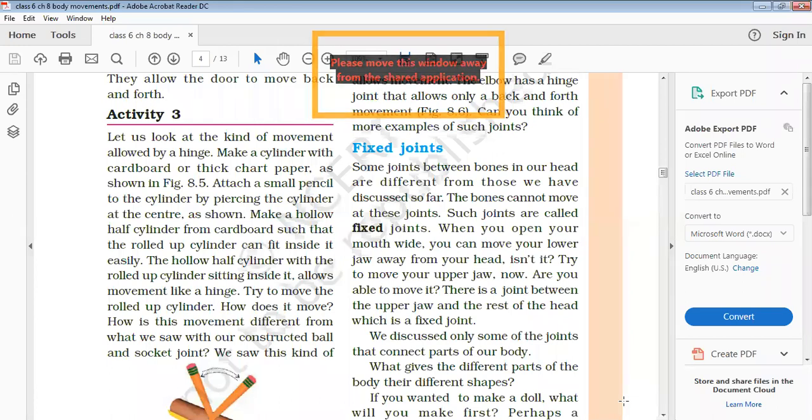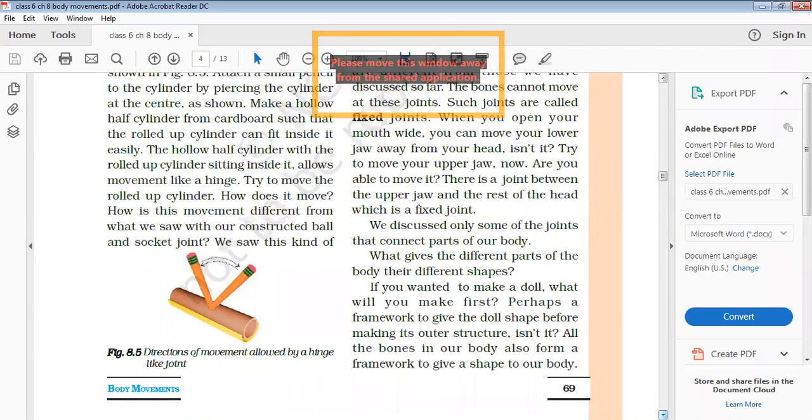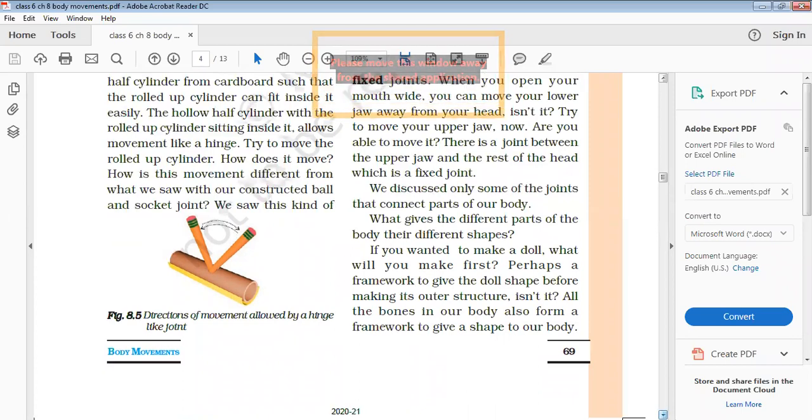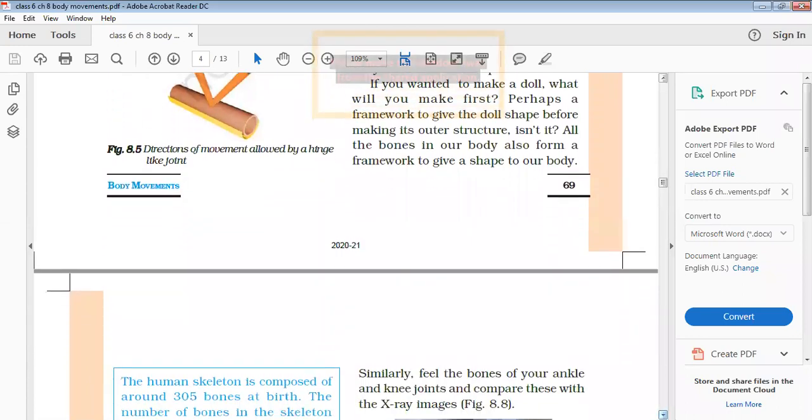Compared to your skull and upper jaw, because your skull and upper jaw, their bones are fixed together, they do not move at all. That's why this joint, the upper jaw and your head, your skull, is an example of a fixed joint. There is a joint between the upper jaw and the rest of the head, which is a fixed joint, which does not allow any movement, because only our lower jaw is moving apart from these two. Upper jaw and the skull are joined together and fixed together.